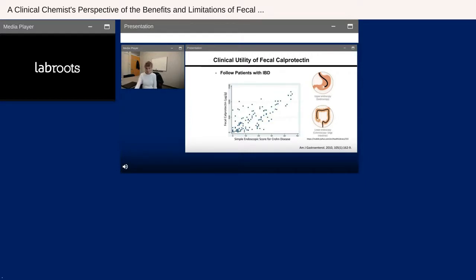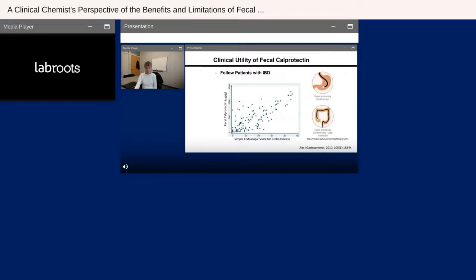So here's a study, and you can see it's quite old. It's a good one from 2010, where these authors looked at 140 patients with Crohn's disease and 40 controls, and they looked at the simple endoscopic score for Crohn's disease versus the fecal calprotectin result. So the simple endoscopic score is using a scope and looking at the upper intestine or the lower intestine and measuring how much inflammation is present. And basically how to read this graph, the higher the number, the more inflammation is present and the more severity.